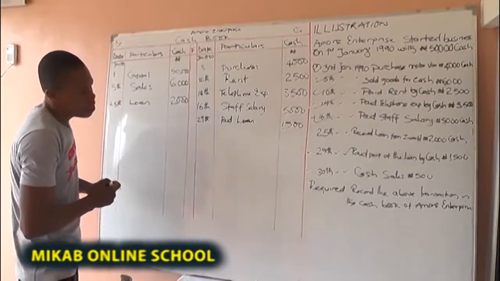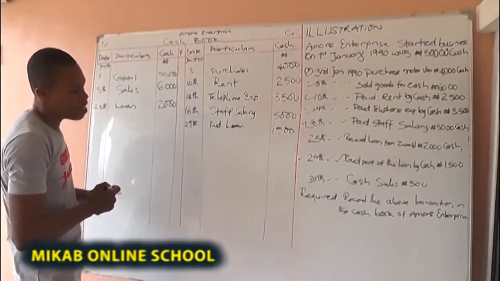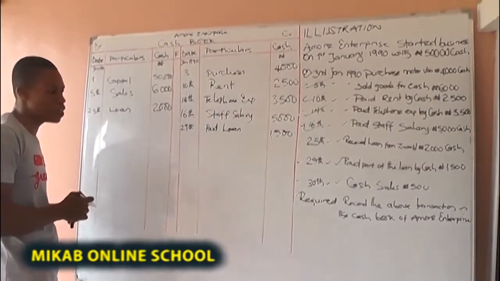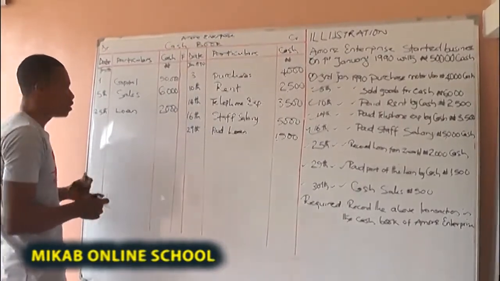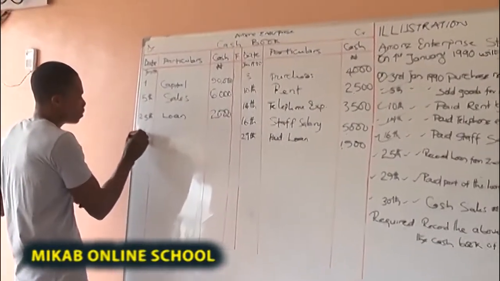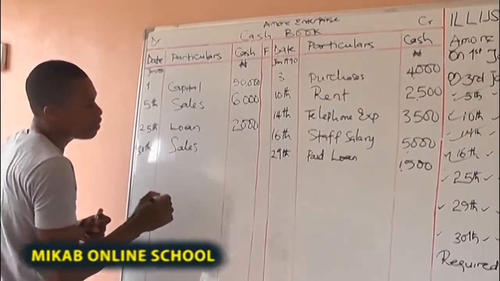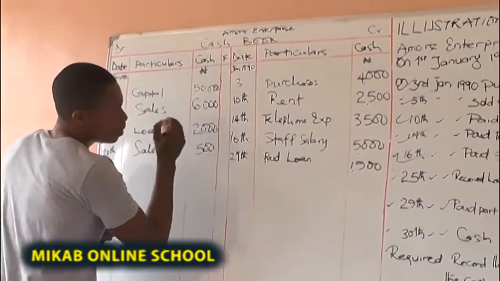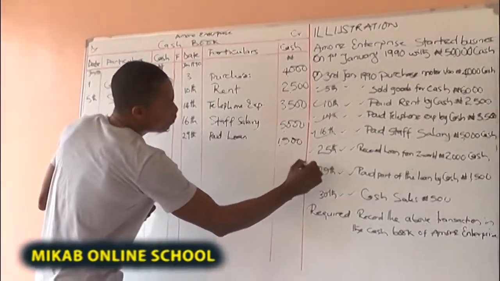On the 30th of January 1990, cash sales of 500 naira. When you sell, what do you receive? You receive cash. Therefore, it should be debited. On the 30th, you said sales. At what value now? 500 naira. Here we are done with the whole question that is given.